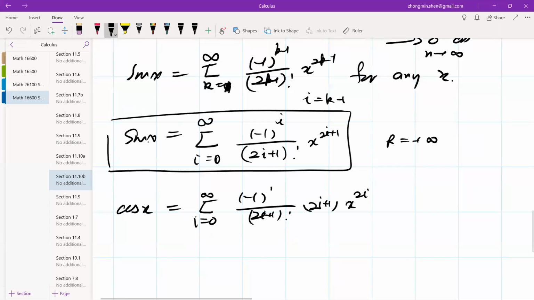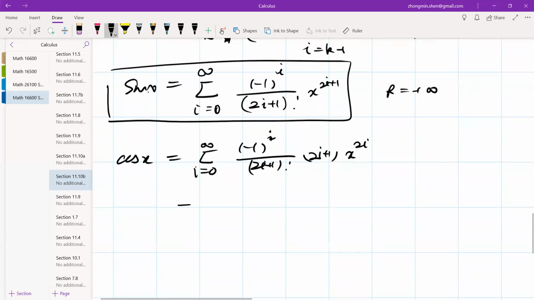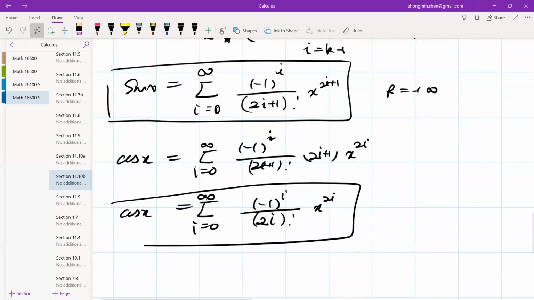Right, and it cancels out. The factor here is negative, so you get another one. Quickly get the Taylor series form, the power series representation for cosine x.